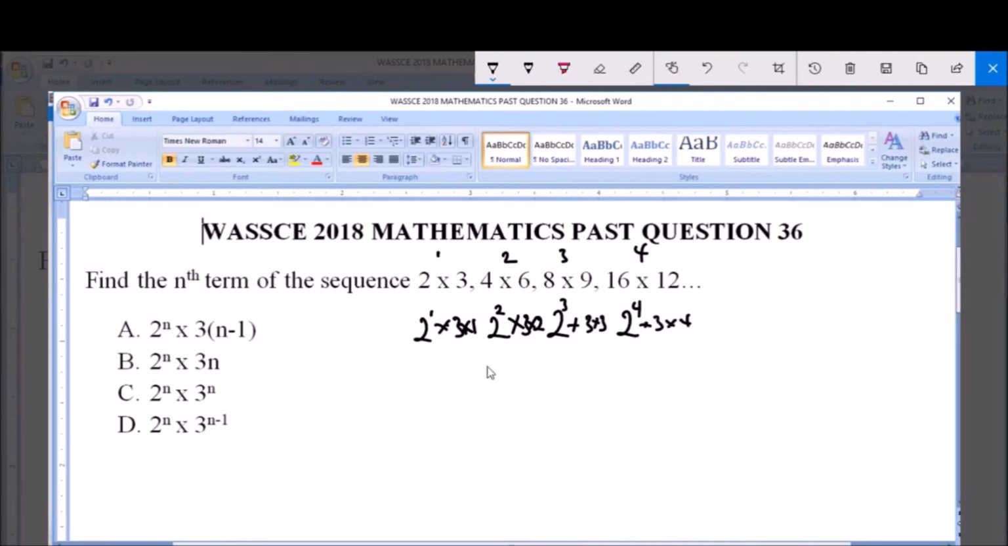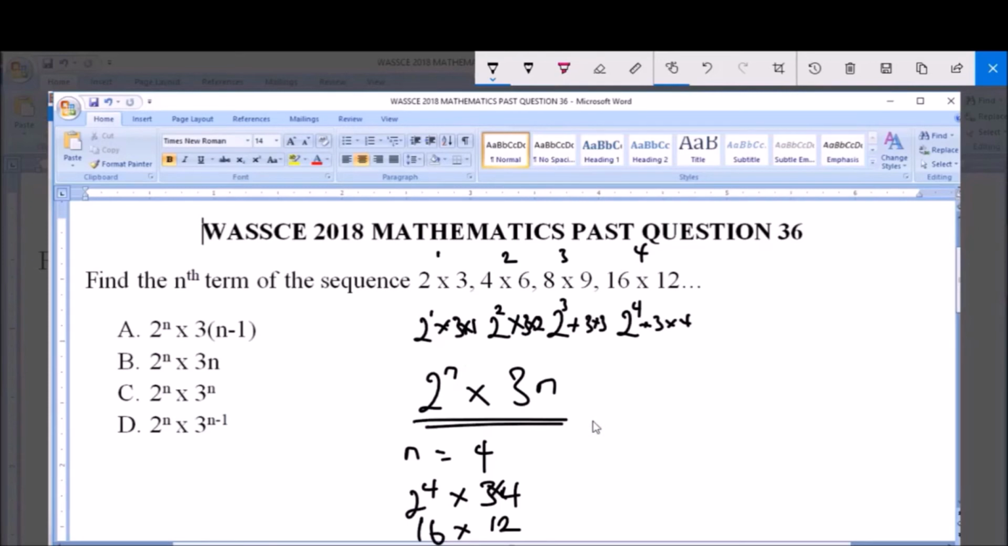So we can therefore see that this sequence is given as 2 raised to the power of n multiplied by 3n. That is, when n equals 4, we can say 2 raised to the power of 4, which is 16, multiplied by 3 times 4, which is 12. And like you can see, that is the fourth term. So the nth term of this sequence is 2 raised to the power of n multiplied by 3n, and that is option B.